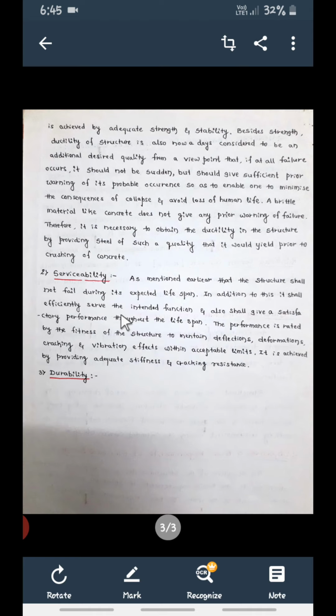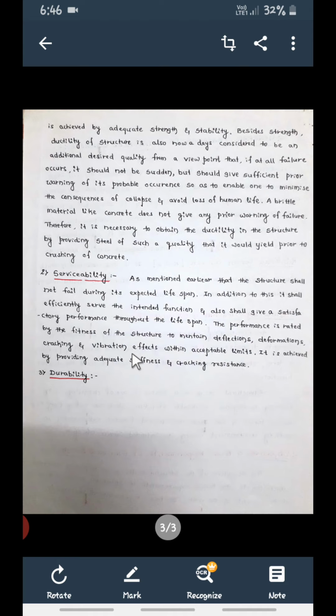Whenever the load comes, the elements may deflect. Some deformations will be there. Some cracking will be there in the buildings. Then vibrations will be there. Even though these things are there, as far as possible they should be within the acceptable limits. So your design should be such that even though the deflections are there, these deflections should be within the permissible limits. That will be considered in the serviceability criteria.